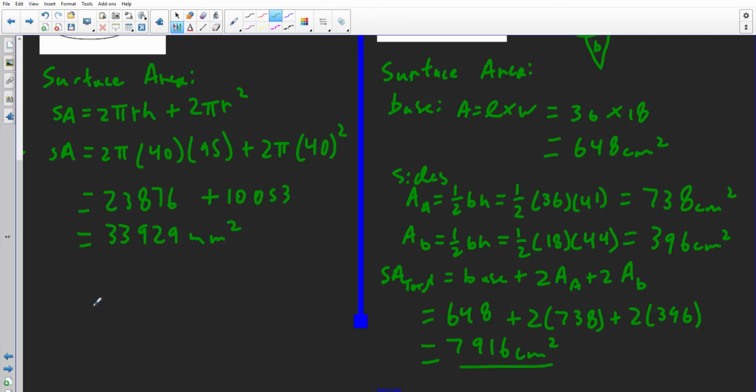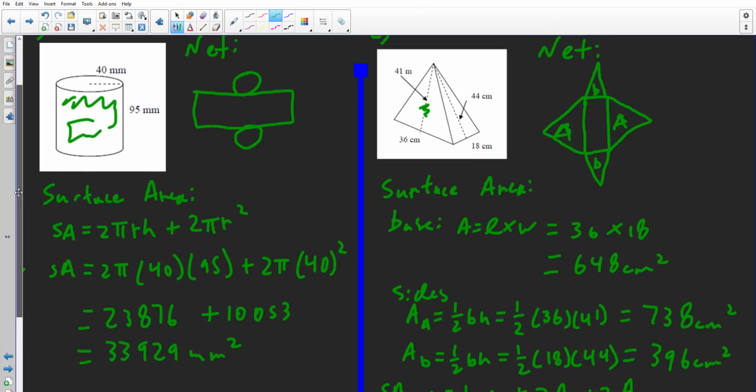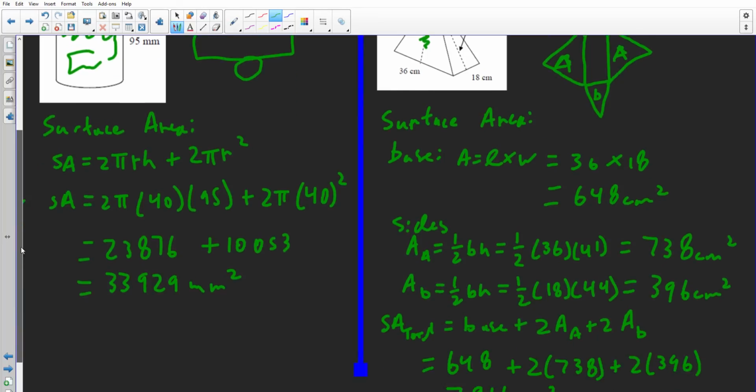So all you need to do really for these rectangular based pyramids and square based pyramids is draw a net, find the area of all the sides, or two of the sides if the other two are the same, and add them all together, right? It makes sense. It should always make sense.